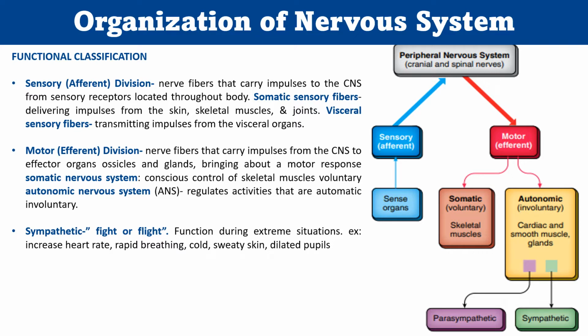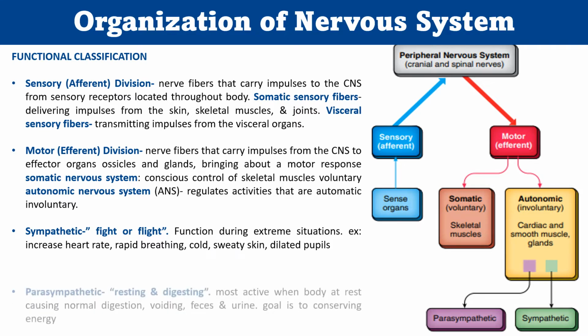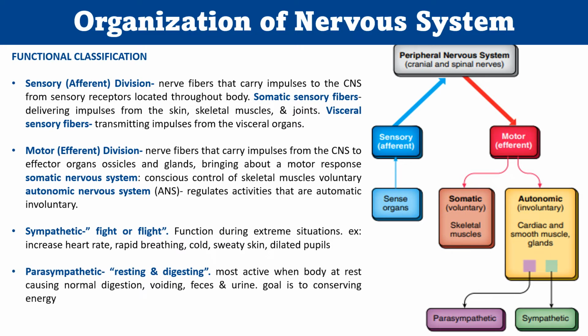The sympathetic nervous system is fight or flight. It functions during extreme situations, for example, increased heart rate, rapid breathing, cold, sweaty skin, and dilated pupils. They are all functions of the sympathetic nervous system. The parasympathetic nervous system is when the body is in a resting and digesting state. It is most active when the body is at rest, causing normal digestion and voiding of feces and urine. Its goal is to conserve energy.